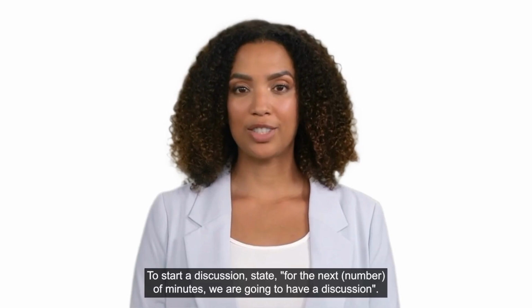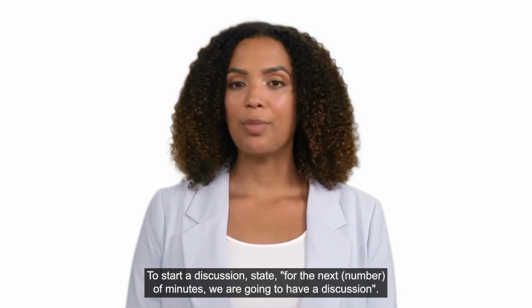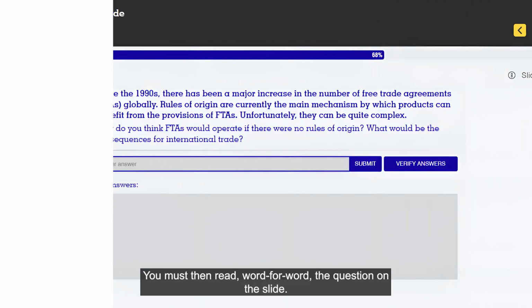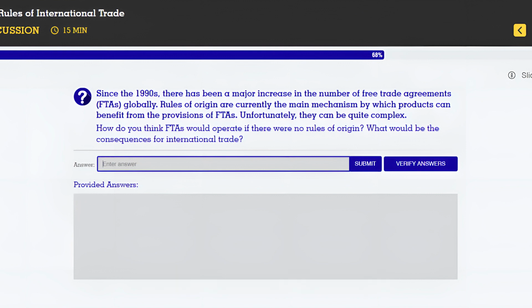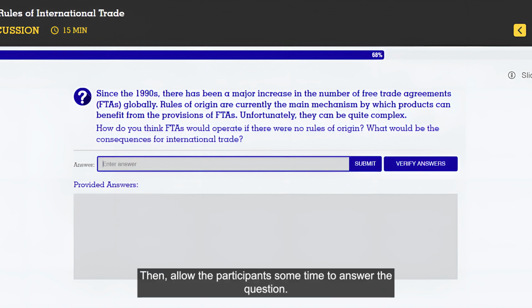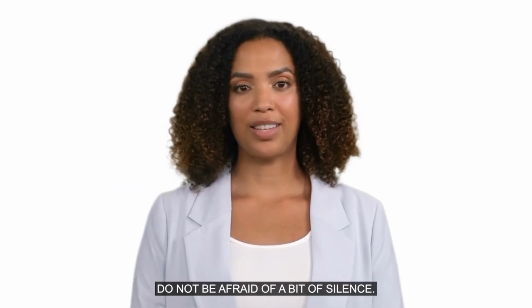Discussions. To start a discussion, state, for the next number of minutes, we are going to have a discussion. You must then read, word for word, the question on the slide. Then, allow the participants some time to answer the question. Do not be afraid of a bit of silence.